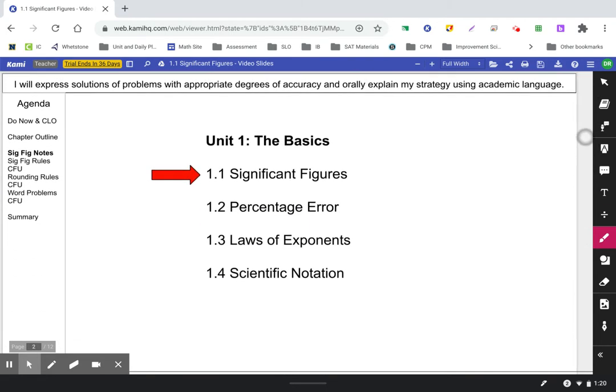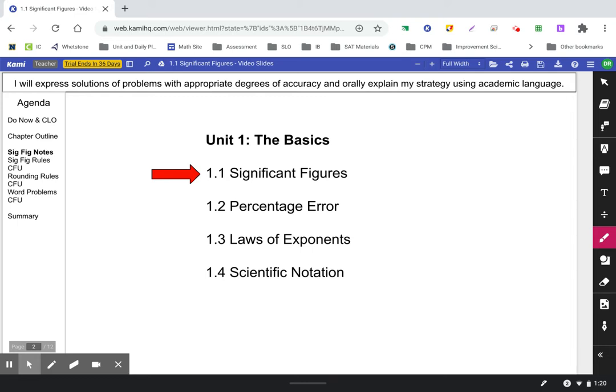So our chapter outline, this first chapter is just 4 lessons long. So today we're looking at sig figs. Next class will be percentage error, and then 1.3 is laws of exponents, and 1.4 is scientific notation. It's kind of a hodgepodge of everything. I'm kind of designing it that way to let you guys go over some maybe hopefully prior knowledge things while we get used to kind of how life is working here. And these are super important things because they're going to come up on a ton of your exams and tests.